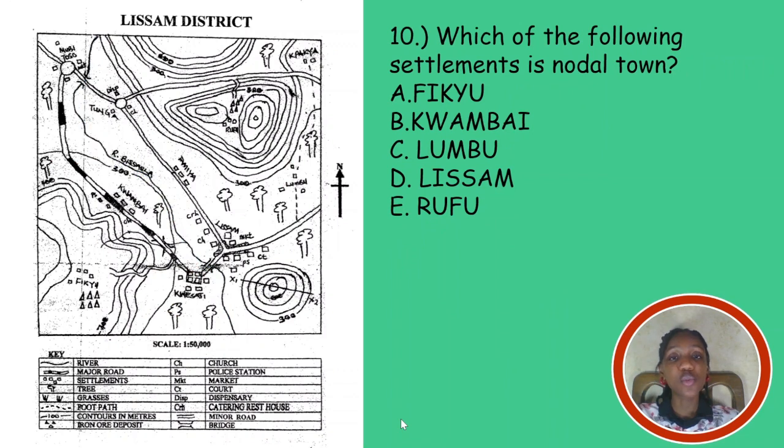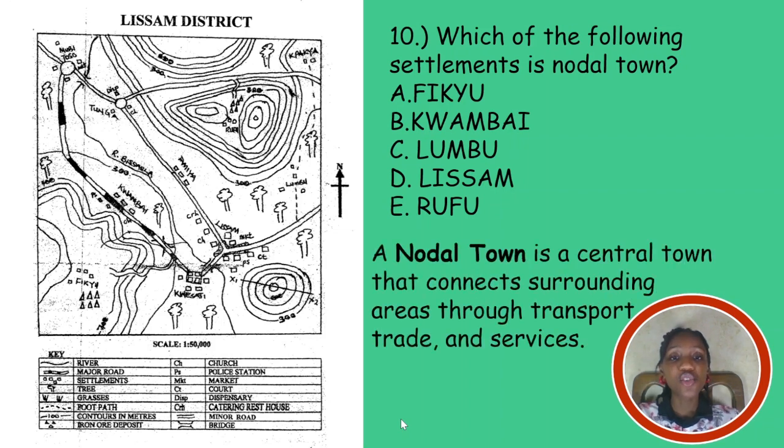Question 10, which is our last objective question. Which of the following settlements is a nodal town? To answer this question, we first need to know the meaning of a nodal town. A nodal town is a central town that connects surrounding areas through transport, trade, and services. So it's basically a central point for economic, administrative, or transport activities, and also connects surrounding areas. So let's identify all our options and see which settlement best fits this description.